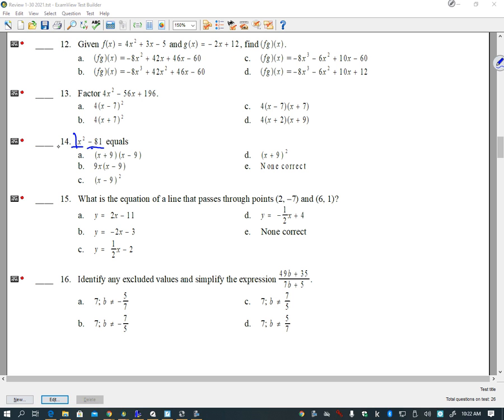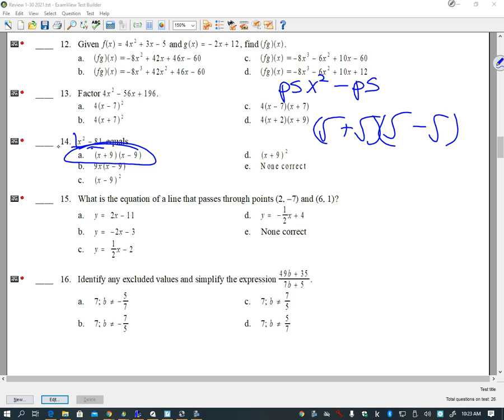So if I see a perfect square, x squared, minus a perfect square, that's going to be something plus or minus itself, meaning the square root of that, and the square root of that. So it's going to be x plus 9, x minus 9.